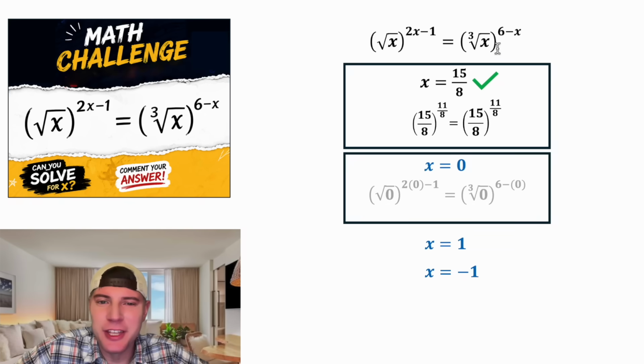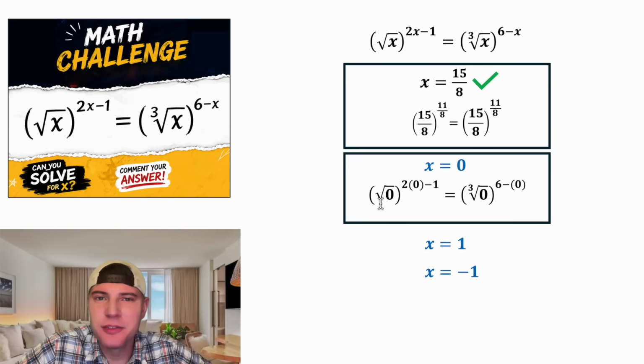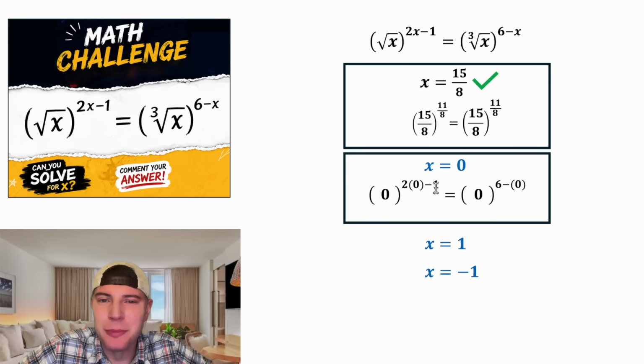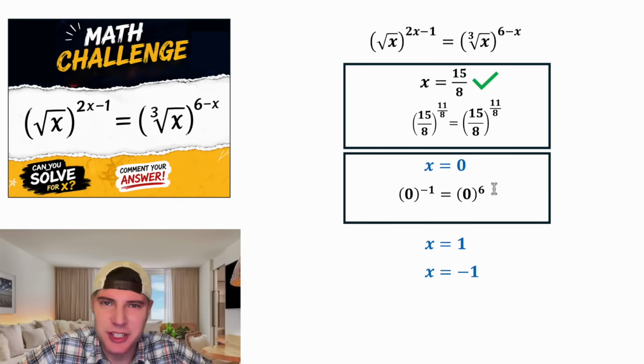Next, let's try out x equals 0. So in the place of all the x's, we can plug in 0. First, let's simplify the parentheses. The square root of 0 is equal to 0, and the cube root of 0 is also equal to 0. And then for the exponents, 2 times 0 minus 1 is equal to -1. And then for this exponent, 6 minus 0 is equal to 6. So now we have 0 to the -1 equals 0 to the 6.